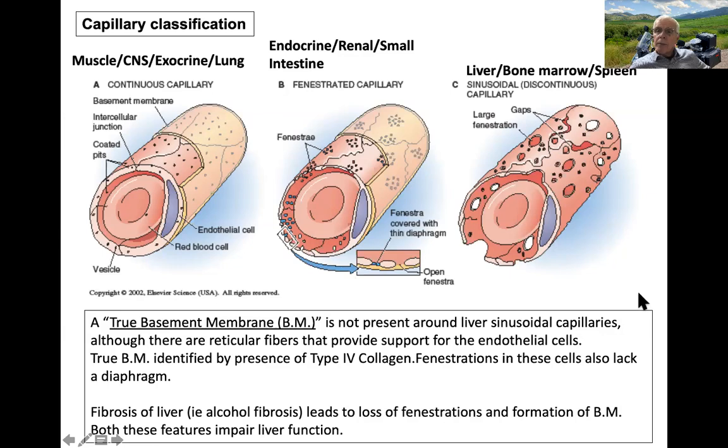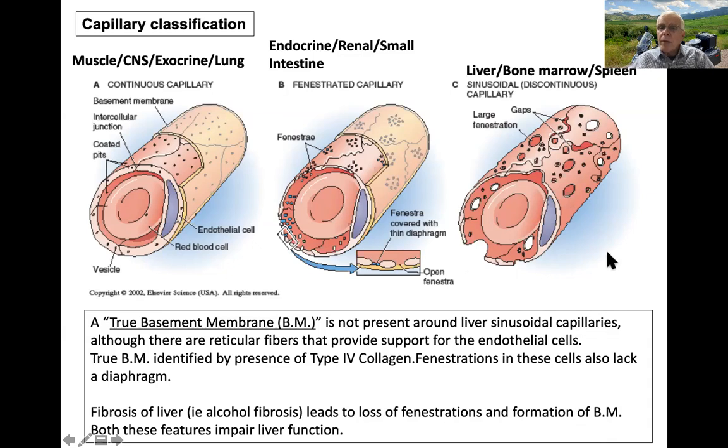However, excessive alcohol intake, years of alcohol intake, can lead to something called fibrosis of the liver. Maybe you've heard of it. It's alcoholic fibrosis. It leads to the loss of the fenestrations and formation of a true basement membrane. So you have fewer window-like openings for a severe alcoholic that has fibrosis of the liver. You can be a severe alcoholic and not have fibrosis. But for one that has fibrosis of the liver, there'd be fewer fenestrations, and there would be an extensive development of connective tissue around the capillaries. So they actually do start to form a true basement membrane.